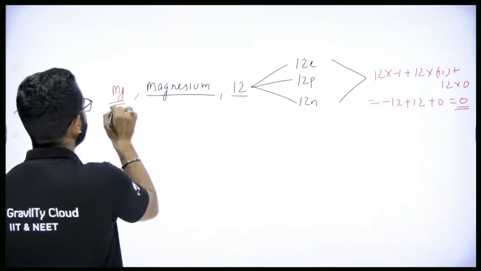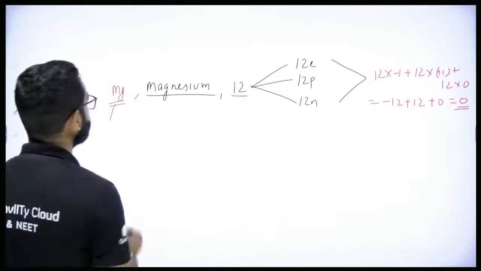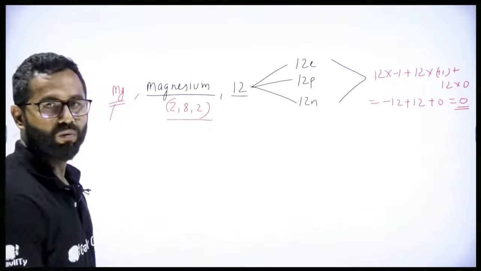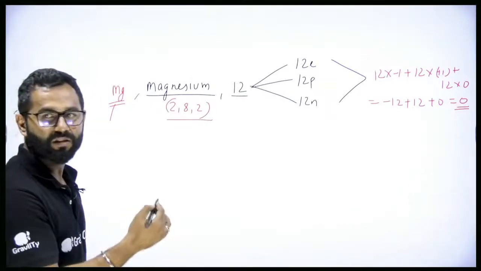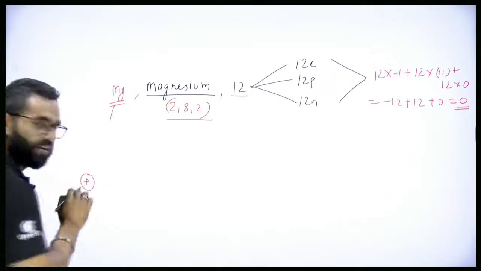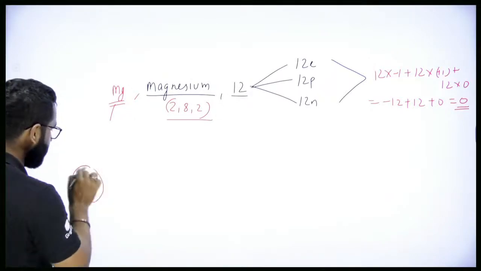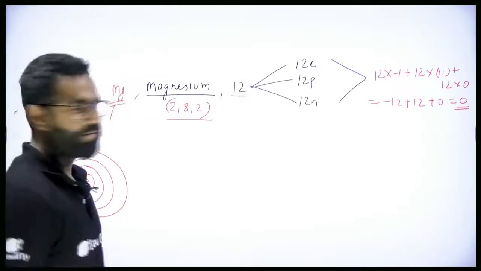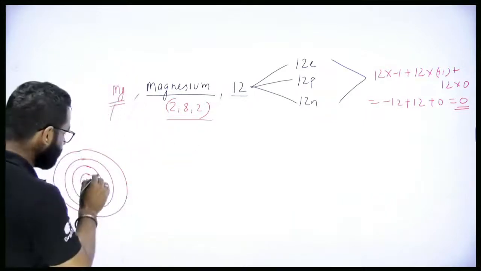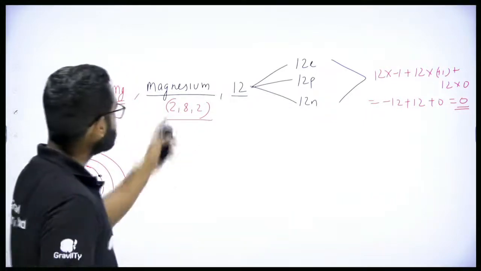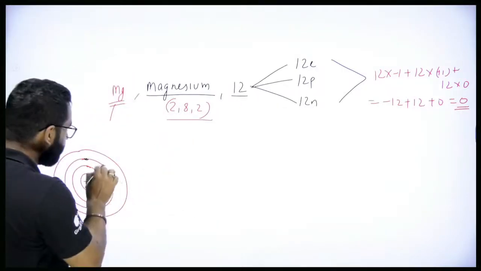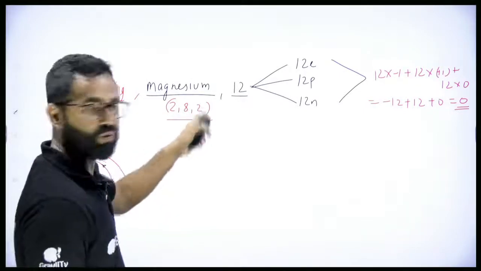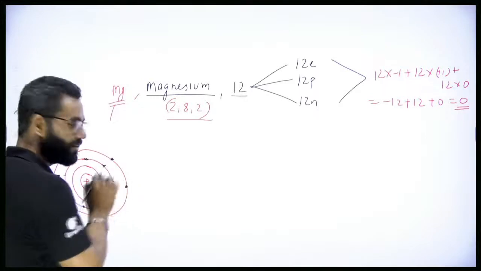Now what will happen? Suppose this magnesium atom has 12 electrons and its electronic configuration is 2, 8, 2. Right? So if I draw the atom of magnesium, it will look like this. This is my nucleus. Around the nucleus, first shell, second shell and third shell. Right? Now first shell has 2 electrons. Second shell has 8 electrons. 6, 7, 8. And the last shell has 2 electrons.